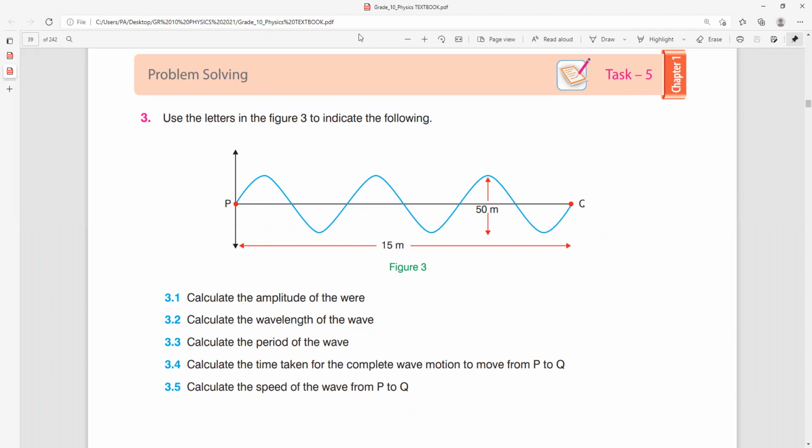3.1. What's your answer? Let's get one answer from you and then let's carry on. Please try. Answer is 25 meters. Perfect. Our answer is 25 meters. How are we getting it?